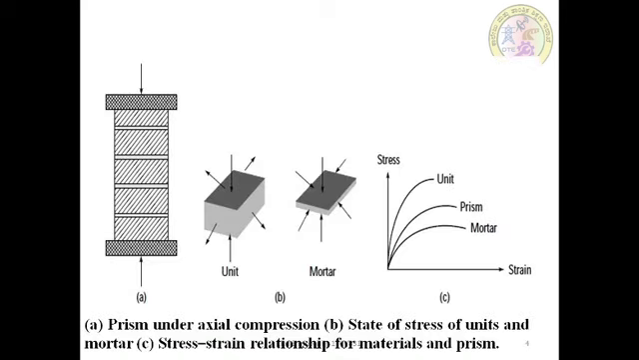Here the figure shows how the prism is tested under axial compression, as well as the state of stress in the units and the mortar. And lastly, how the stress-strain relations of the various materials and prisms combine. All this in the figure itself shows how the individual materials and the combined unit behave under the stress-strain relationship.